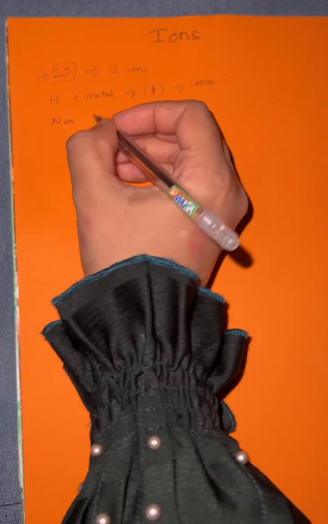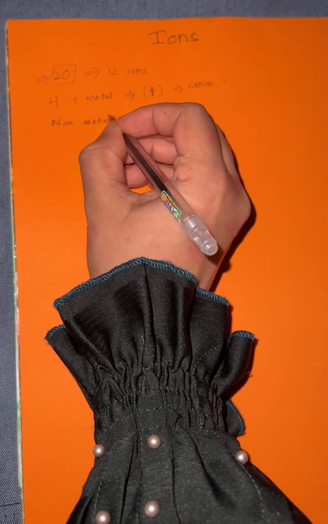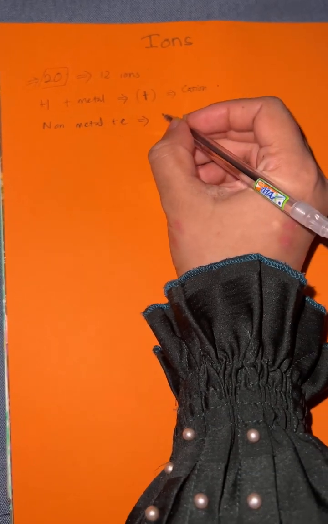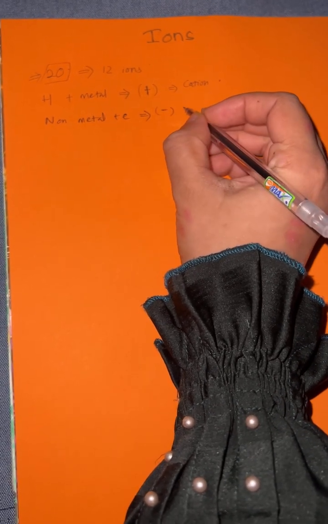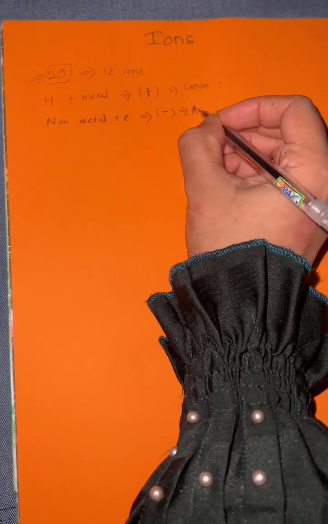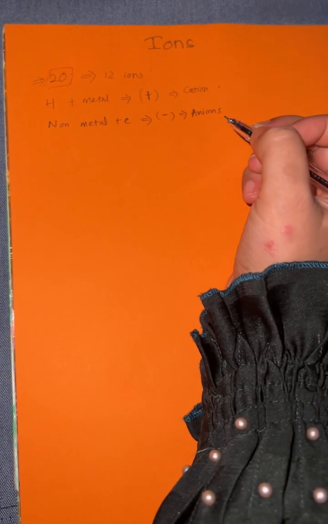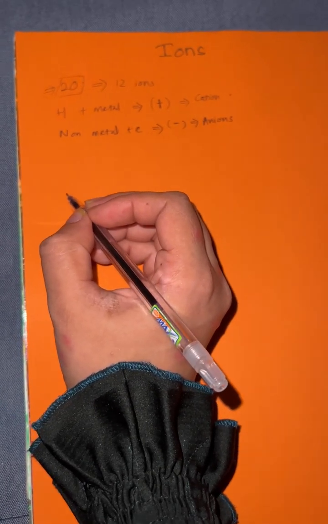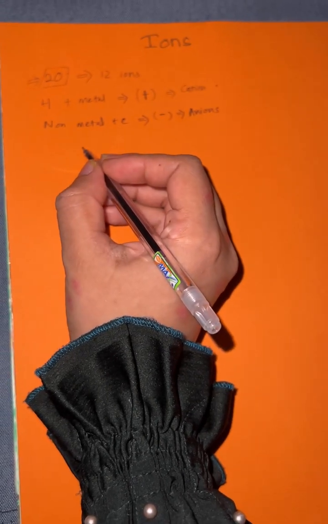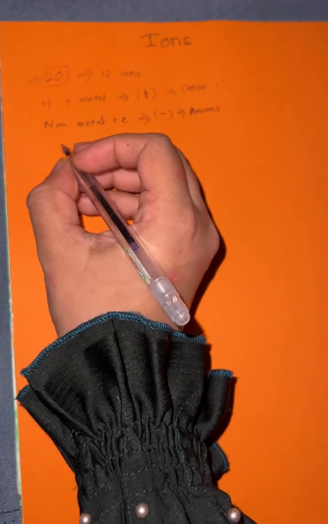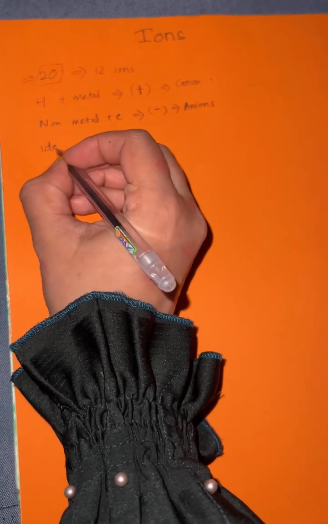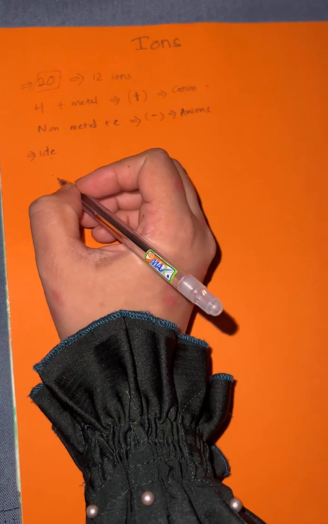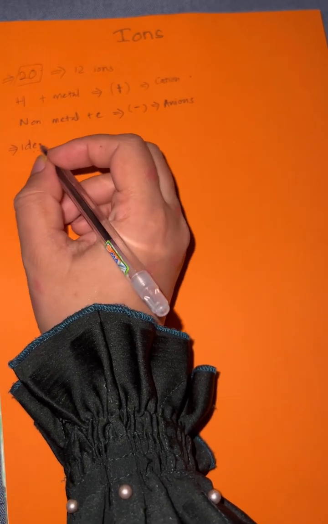Likewise, non-metals gain an electron, so they get negatively charged and we call them anions. Another important tip is that non-metals, when you write a formula, end with ide. Example: fluoride, chloride, oxide, sulfide, likewise.